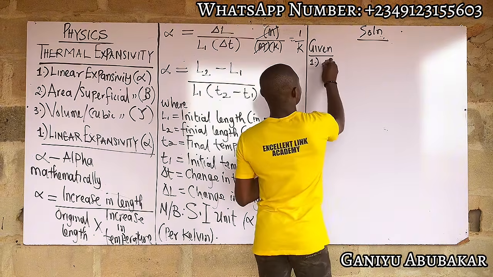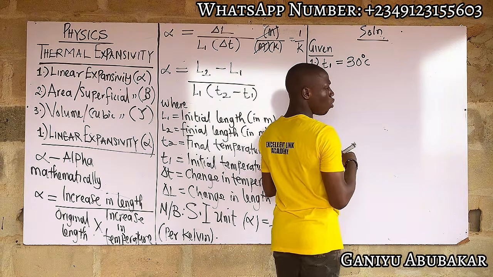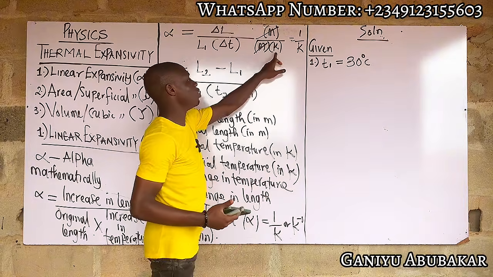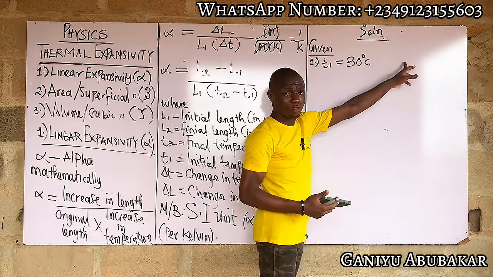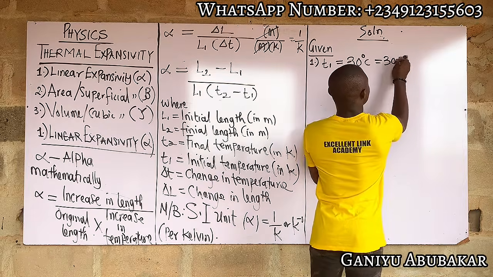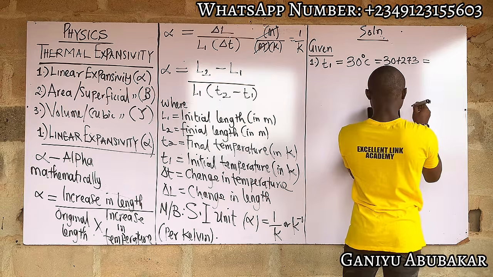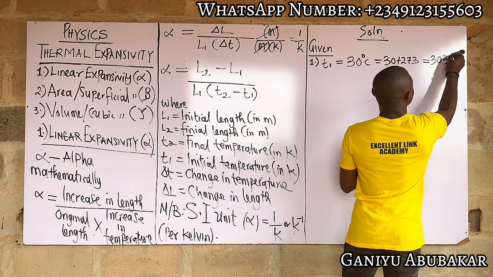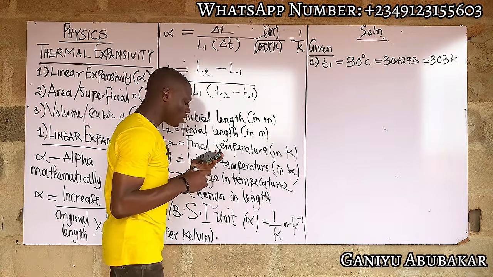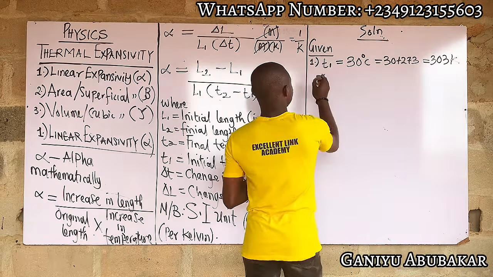So I'm given T1, that's the first temperature, 30 degrees Celsius. Of course, this is in Celsius, and we said temperature is in Kelvin. So I'll convert this degrees Celsius to Kelvin by adding 273 to it. It becomes 30 plus 273, I'll have about 303 Kelvin. So the question says a copper rod whose length at 30 degrees Celsius is 10.0 meters. That's number two there.